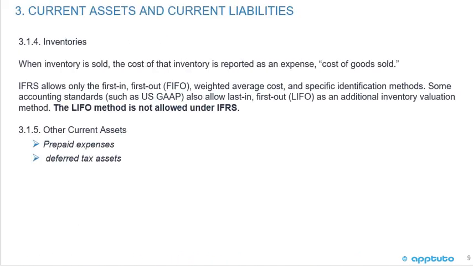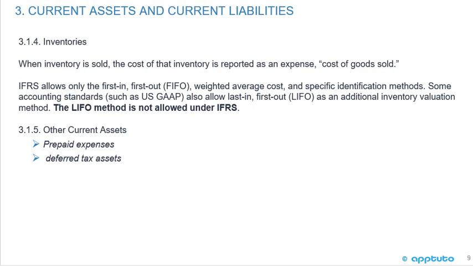Continuing now with inventories. When inventory is sold, the cost of that inventory is reported as an expense, cost of goods sold. So you can see there's two big things with regards to inventory. One is the initial recognition of the asset. There are certain costs that can be included and not included. And then when the inventory is sold, how it is expensed, there are different methods, which will affect that expense of the cost of goods sold, and therefore also your inventory values that are left on the balance sheet. IFRS allows only the first in, first out, FIFO, weighted average cost, and specific identification methods.